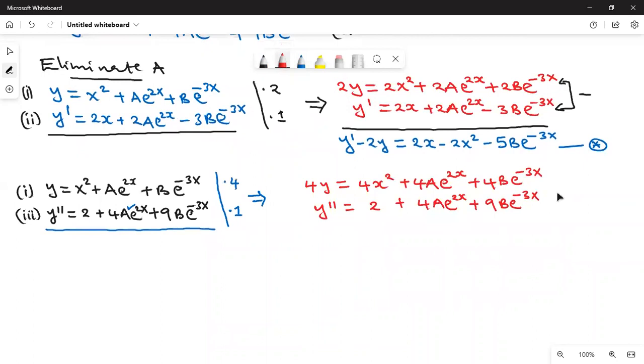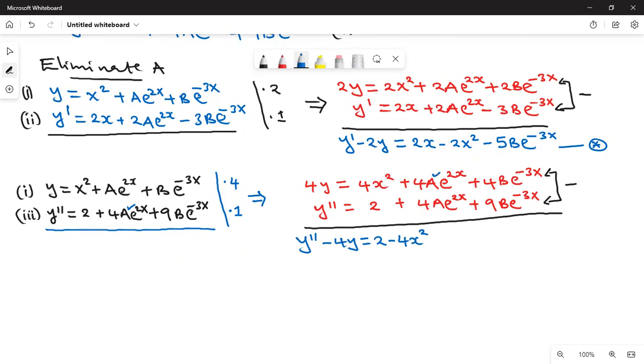When you subtract the two equations, let's take the second minus the first. That will give us y double prime minus 4y equals 2 minus 4x squared. The a terms, when you subtract, you get 0. So 9 minus 4 is 5, so plus 5b exponential negative 3x. So that is equation star star.